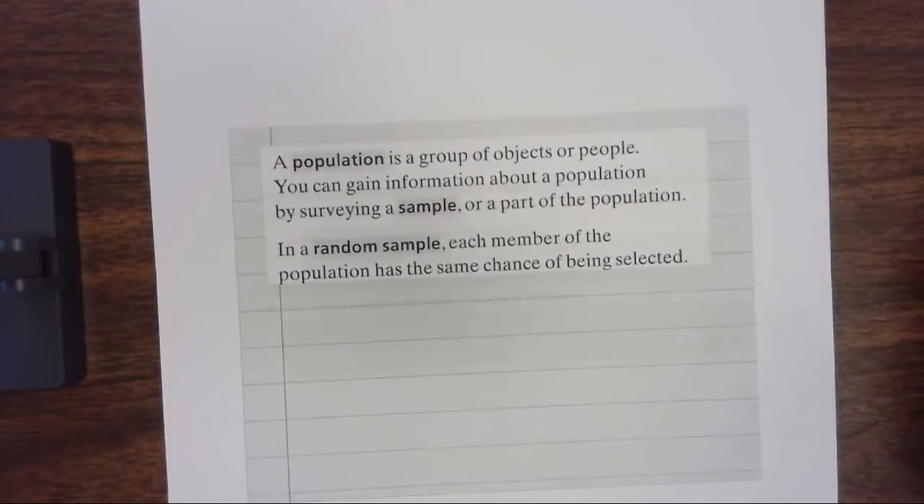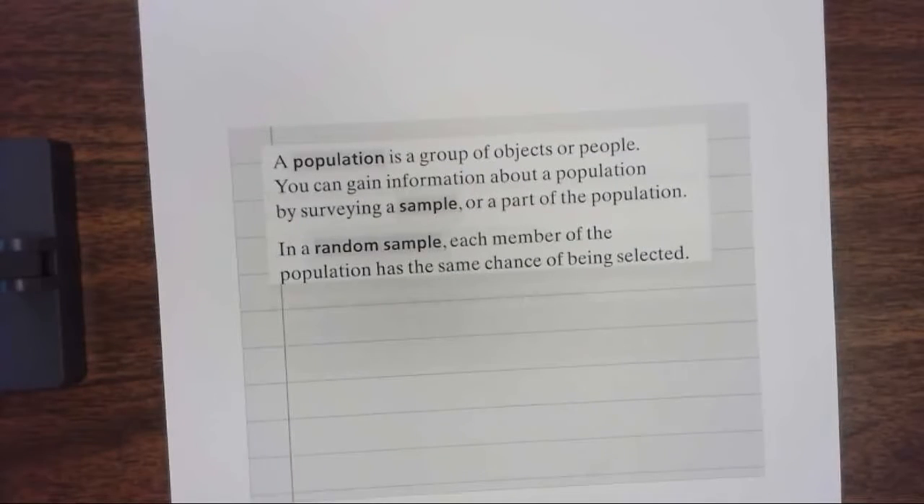So a population is a group of objects or people. For example, students will be a population of this school. All the animals will be a population in your household, for example, okay? So now you can gain more information about the population by surveying a sample, or part of the population. So part of the population at school could be 7th graders because they are part of the school, or all your dogs if you have more animals in your house.